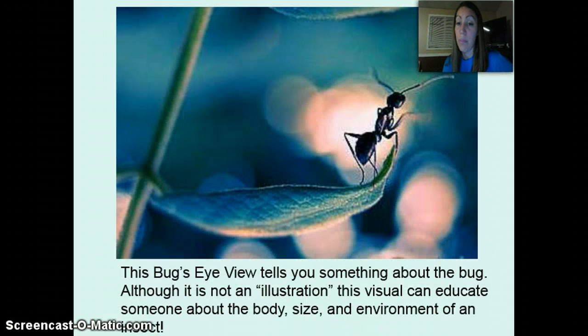Okay, here we've got a bug view, or a bug's eye view. It tells you something about the bug. Although it's not an illustration, it's a picture. That's okay, but it's able to educate someone about the size and the environment of the insect. Because we can see the leaf, so we know that the bug is that size compared to the leaf.